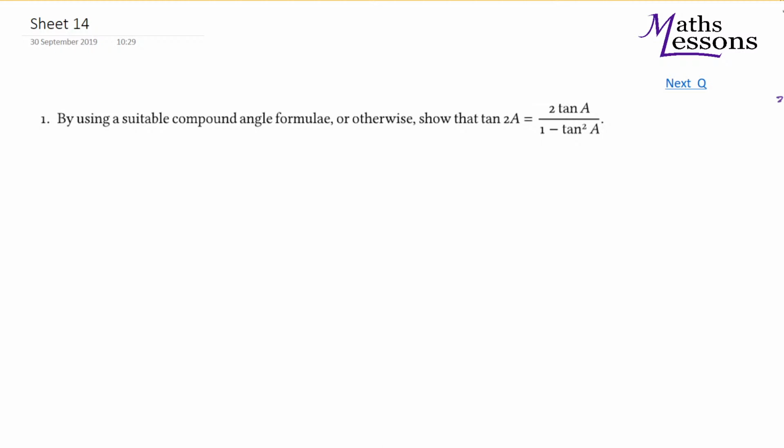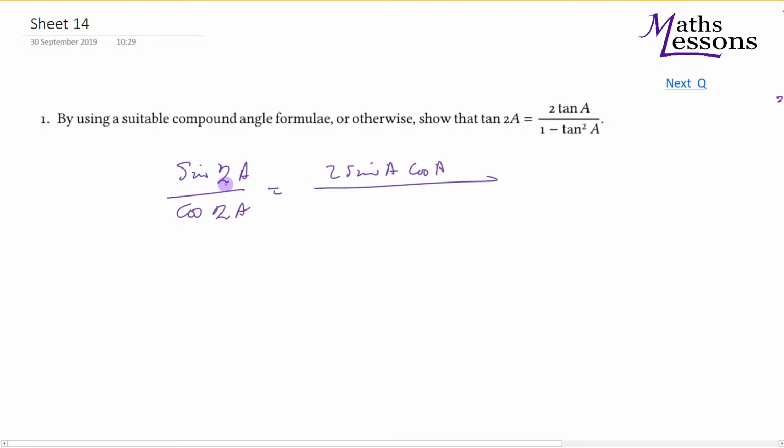Okay, so there's two ways to do this. You can either use tan a plus a and use the fact that that's going to equal tan a plus a over 1 minus tan a, or I'm just going to show you using sine 2a over cos 2a, because that's what tan 2a equals. And so therefore I'm going to get 2 sine a times by cos a for the top.